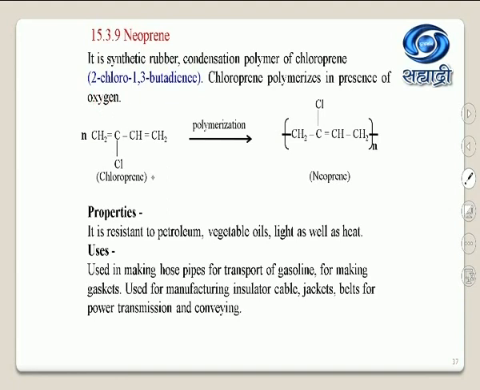2-chloro-1,3-butadiene, whose common name is chloroprene. So when this chloroprene undergoes polymerization, it gives neoprene rubber. So this is the polymer of chloroprene, which is known as neoprene. What are the properties of neoprene rubber? It is resistant to petroleum, vegetable oils, light as well as heat. So these are the important properties of neoprene rubber.